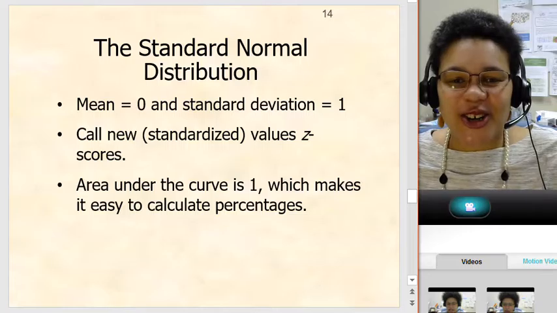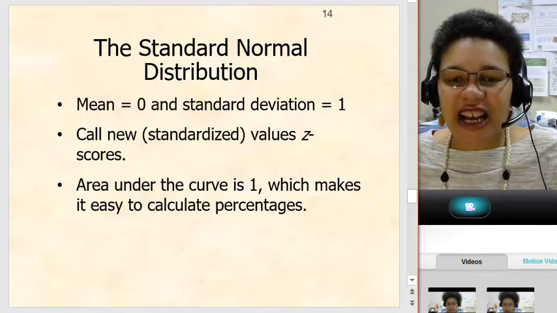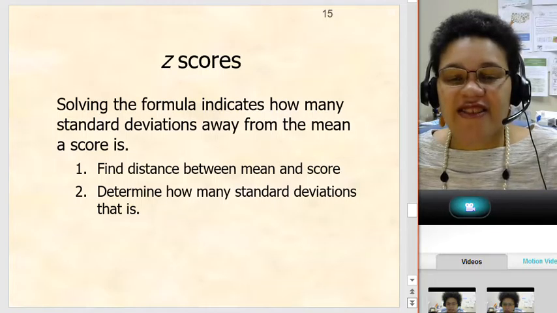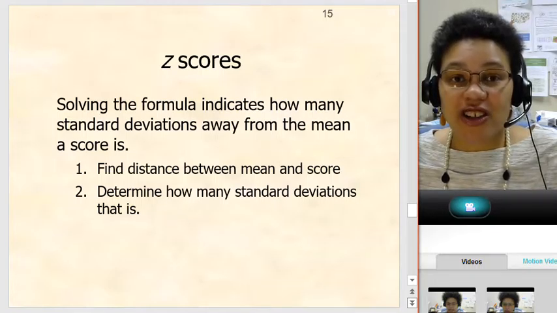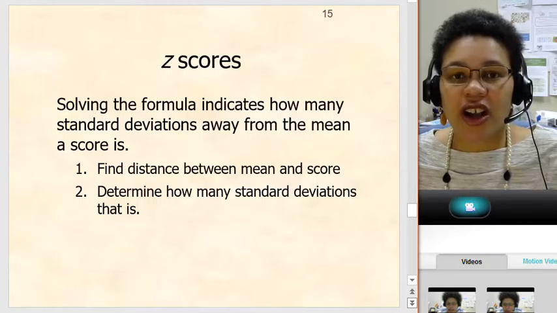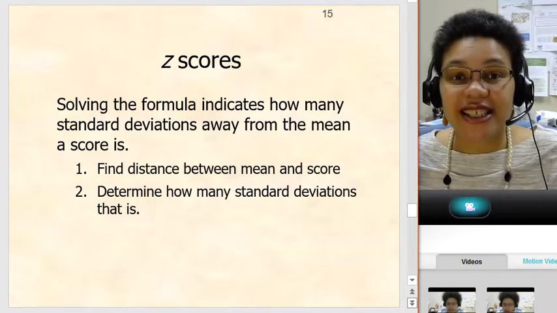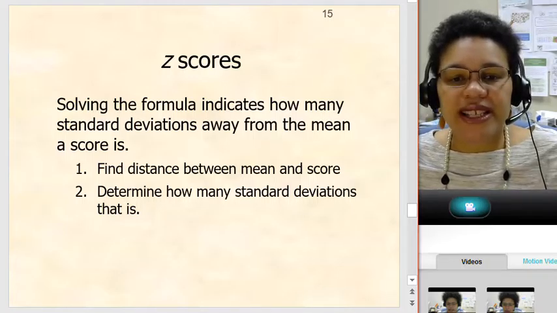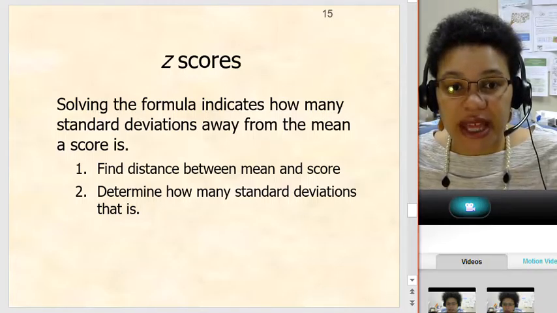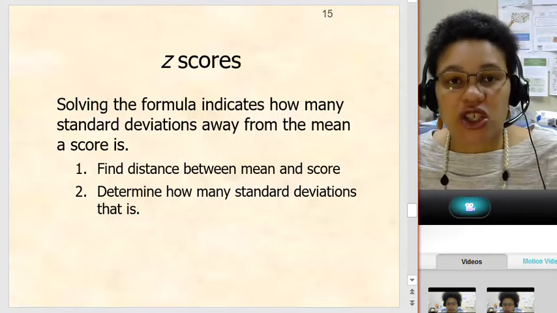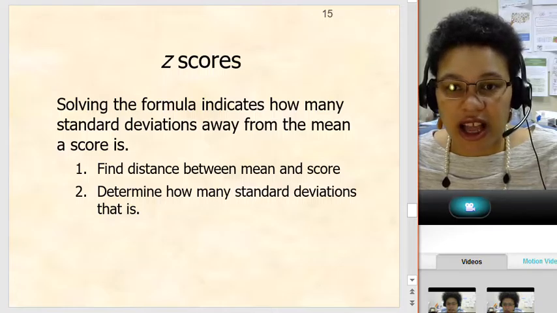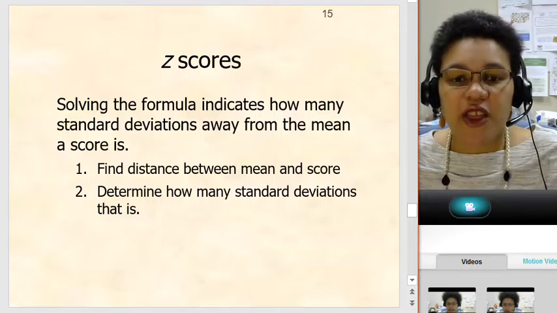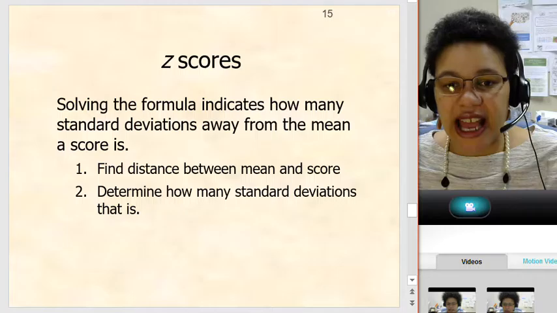All right, so the area under the curve is 1, which makes it easy to calculate percentages, and we end up with what are called z-scores. So we're no longer using the score of how many points correct, but these z-scores. Solving the formula indicates how many standard deviations from the mean a score is. So to calculate a z-score, we find the distance between the mean and the score, how many points the student earned, and then we determine how many standard deviations that is.